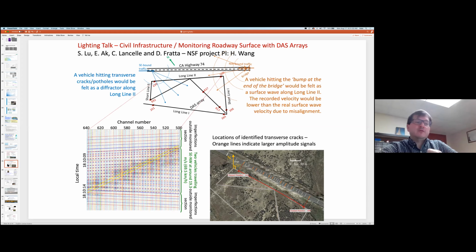This is quite important for the transportation agencies. We were able to monitor and evaluate each one of the diffractors, the sources created by these imperfections on the roadway. And we went back and, using Google Earth maps, we were able to monitor the presence of different transverse cracks throughout the site. Thank you so much.